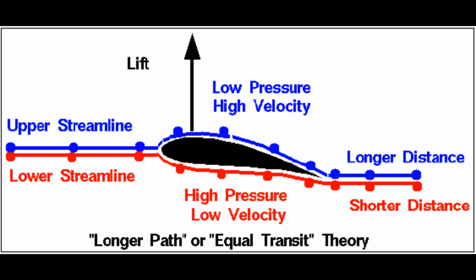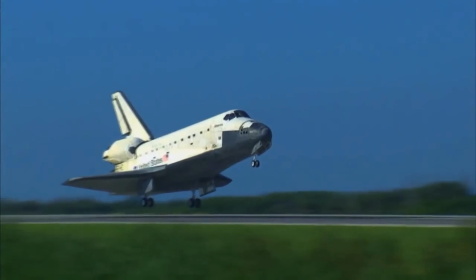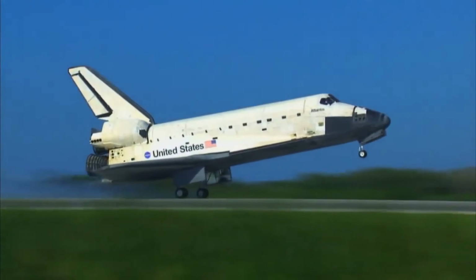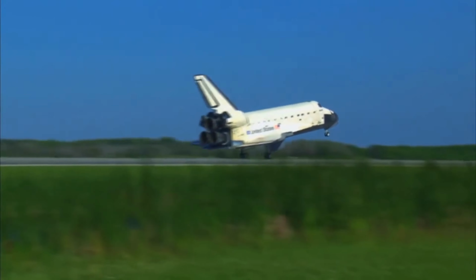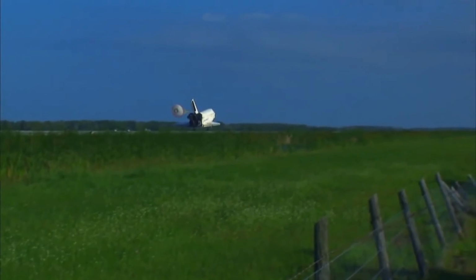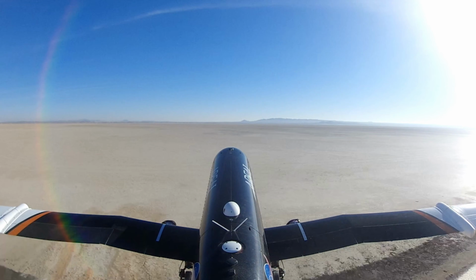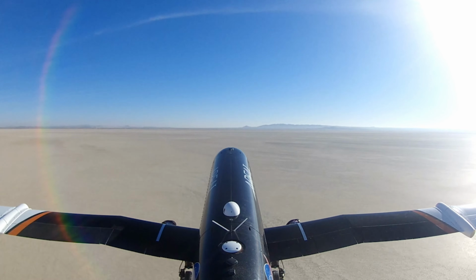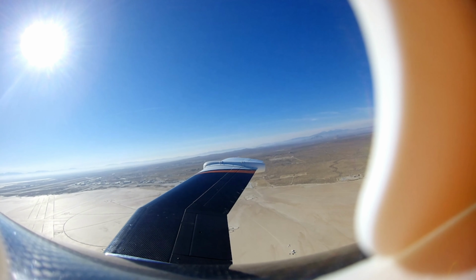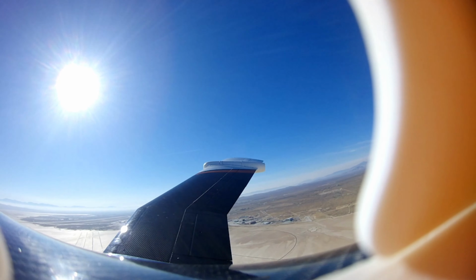This would produce lift because the air molecules that are going faster would be more spread out and would therefore have lower pressure. The higher pressure air under the wing would then try to move towards the low pressure air above the wing, but the high pressure air would just hit the wing, which would produce lift. However, this is not true. Scientists know that the equal transit theory is wrong because the low pressure air moving over the top of the wing actually reaches the end of the wing before the high pressure air does.